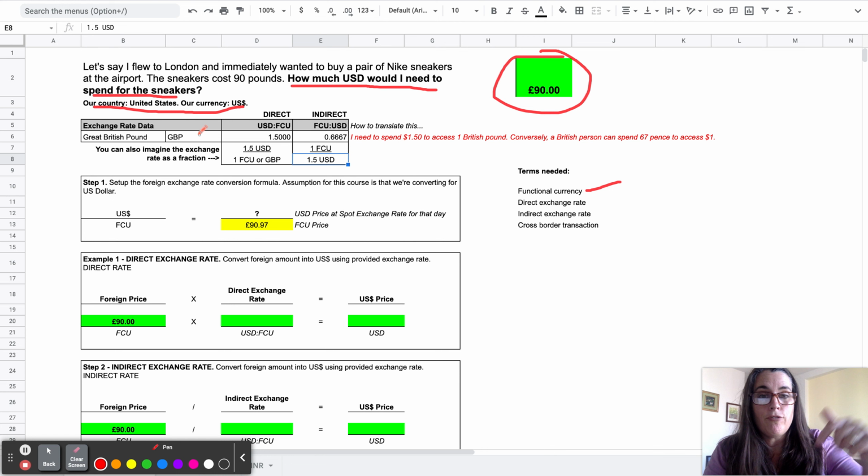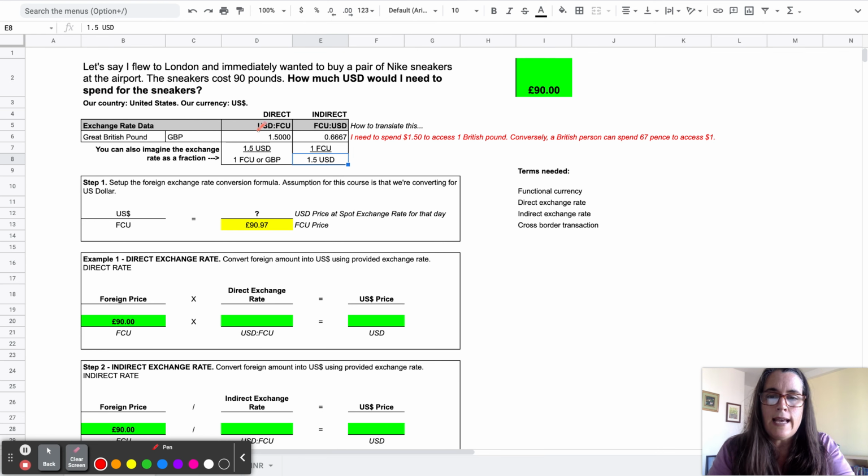And we're also in a foreign country looking to purchase a product valued in a foreign currency, and that currency is called the foreign currency unit. So we're going to see in our book and in our homework that we have USD, which stands for US dollar, and we have FCU, which is a foreign currency unit.